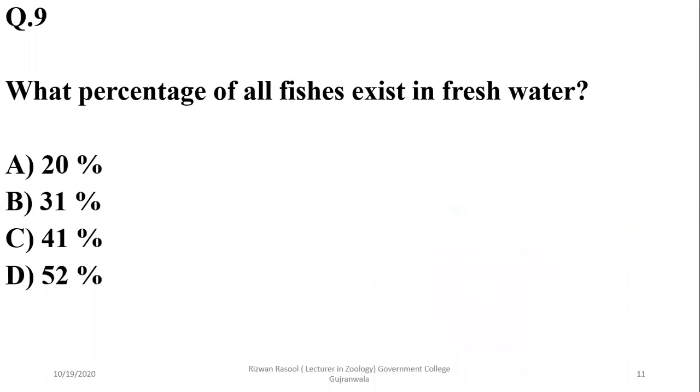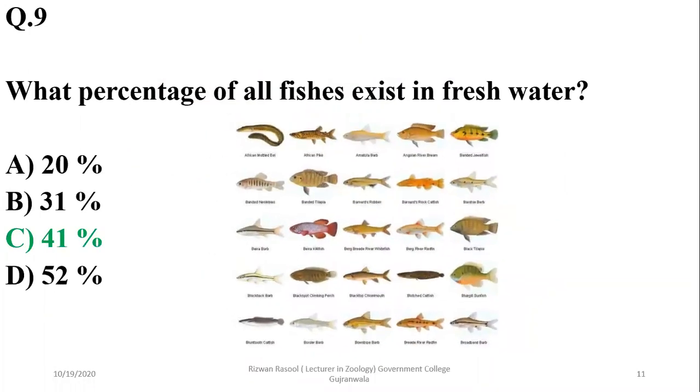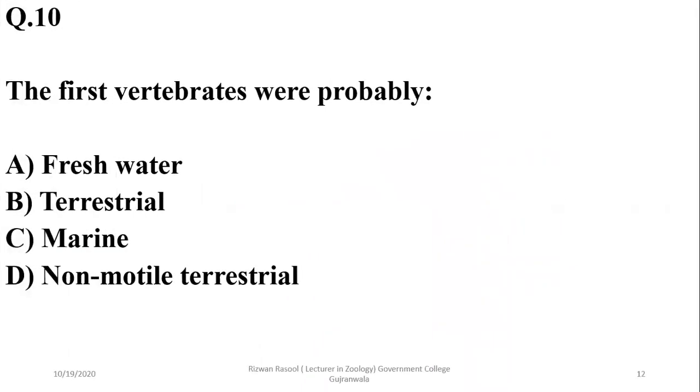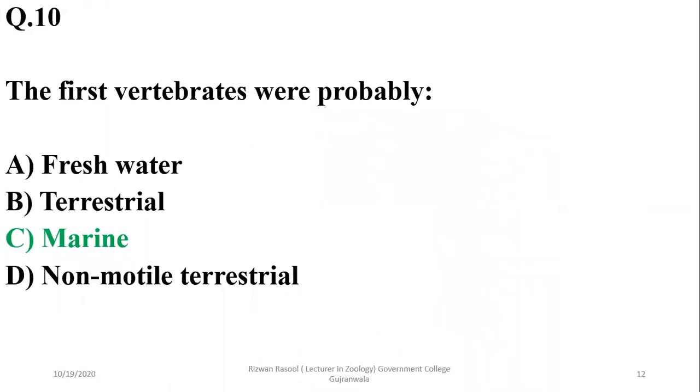Number 9, what percentage of all fishes exist in freshwater? Almost 41% of fishes are found in freshwater, and the rest of the fish varieties are marine. The first vertebrates were probably living in a marine environment, and they were ancestral forms of fishes.